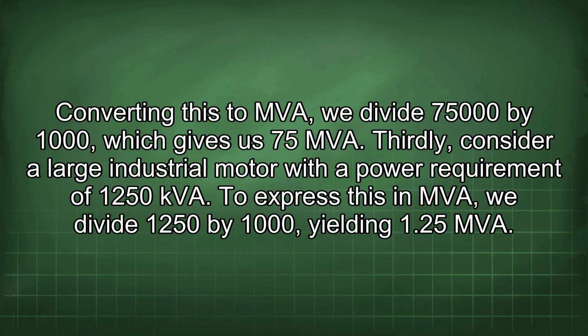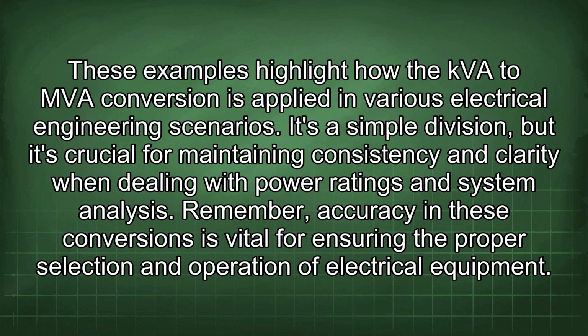Thirdly, consider a large industrial motor with a power requirement of 1250 kVA. To express this in MVA, we divide 1250 by 1000, yielding 1.25 MVA. These examples highlight how the kVA to MVA conversion is applied in various electrical engineering scenarios. It's a simple division, but it's crucial for maintaining consistency and clarity when dealing with power ratings and system analysis. Remember, accuracy in these conversions is vital for ensuring the proper selection and operation of electrical equipment.